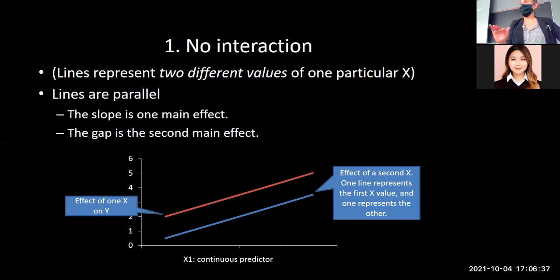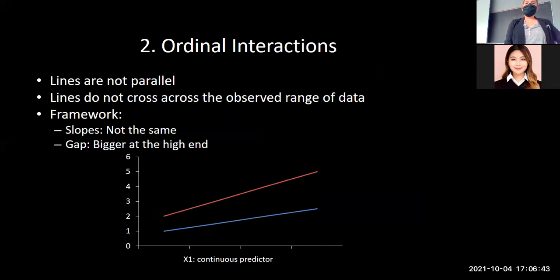So that's our first one. Everything that you've done up until now has all been these straight lines. Now we have what is called an ordinal interaction. The lines are not parallel, but right now the lines are not crossing within the observed range of data.